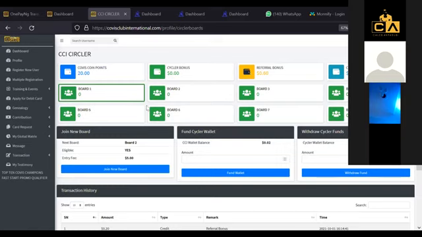Now, as you see, normally we have 9 boards: board 1, 2, 3, 4, 5, 6, 7, up to 9. But if you check here, you are just seeing 8 boards. The reason you are seeing 8 boards is because it's only those that are on stage 4 that can enter the 9 boards. All right.